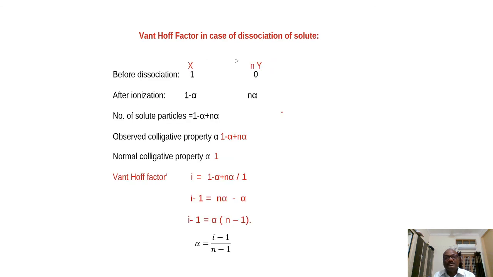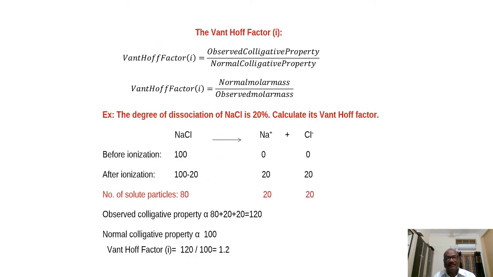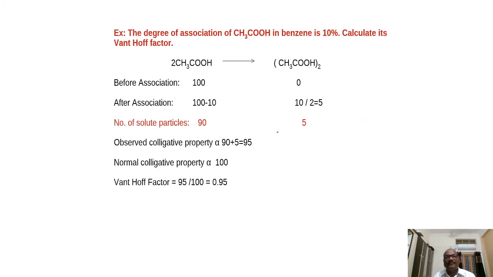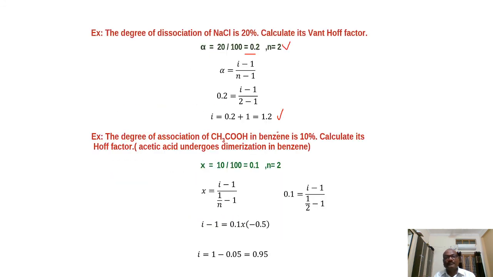In the previous case also you have seen this problem. Here it is 1.2 when 20%. We can substitute in this formula and verify, very easy. Okay, like this we can calculate with the formula. So alpha, in case of dissociation, what is the formula? Alpha is equal to i minus 1 by n minus 1. We are calculating i, alpha is given 0.2, 20% it is, and n is equal to 2 whenever NaCl is dissociating into particles, that is ions.